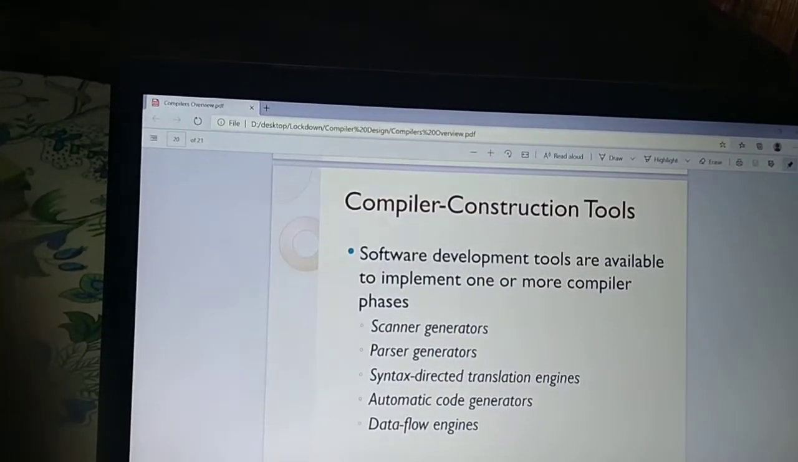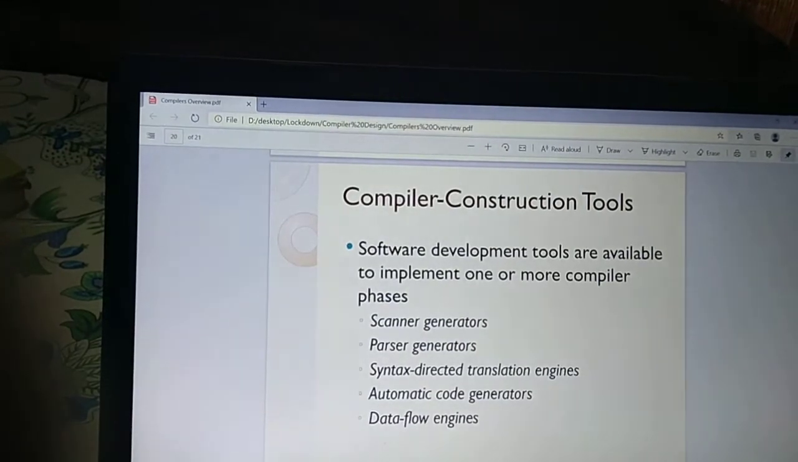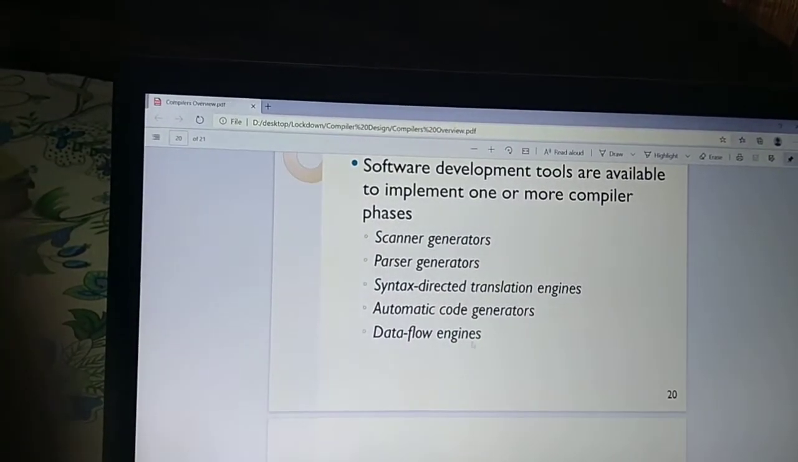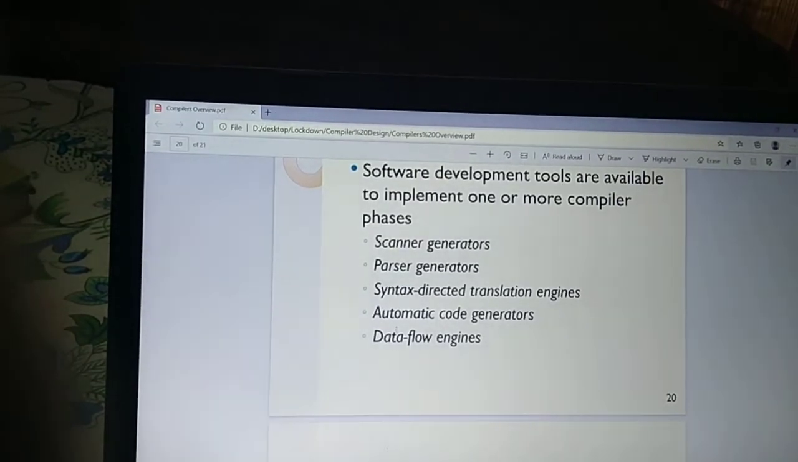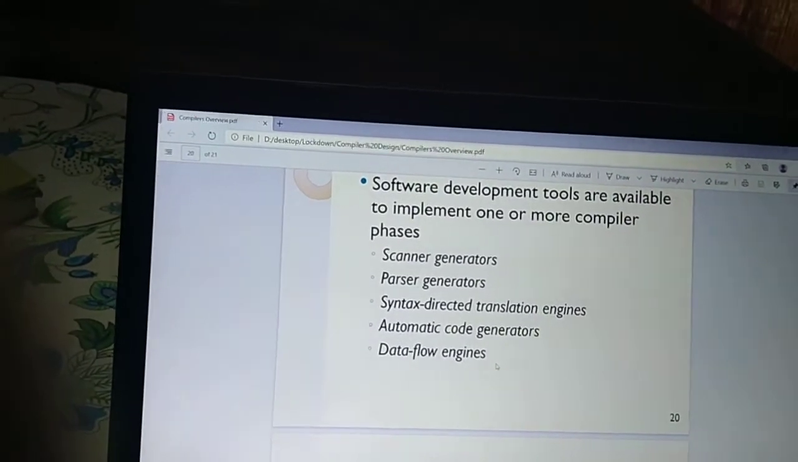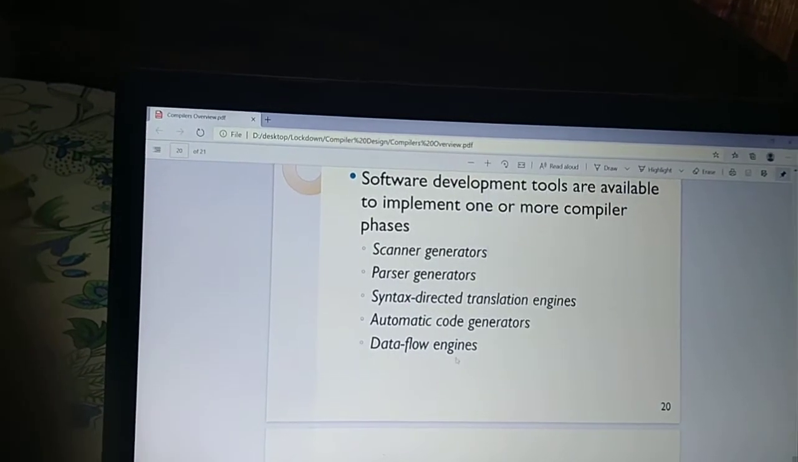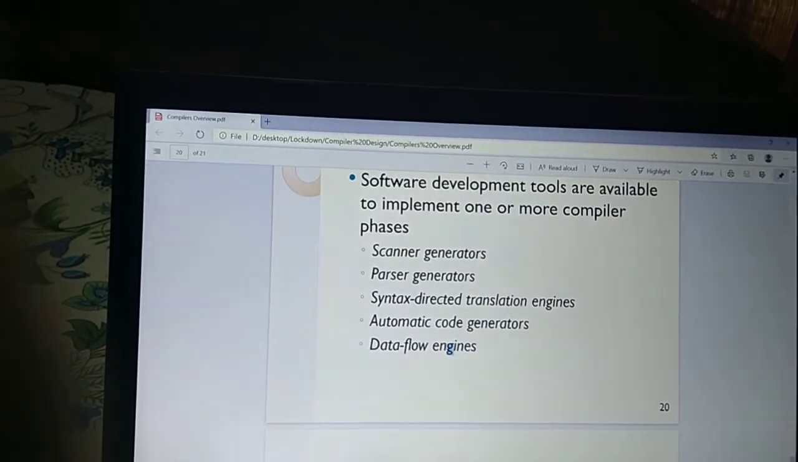Now these are the different compiler construction tools: scanner generator, parser generator, syntax directed translation engines, automatic code generator, data flow engines, etc. And that's all about the overview of compilation. Thank you.